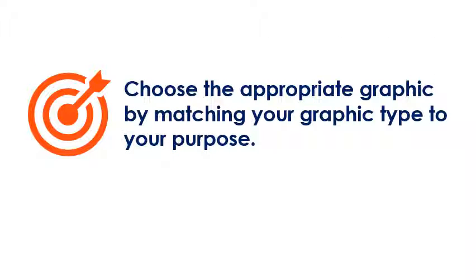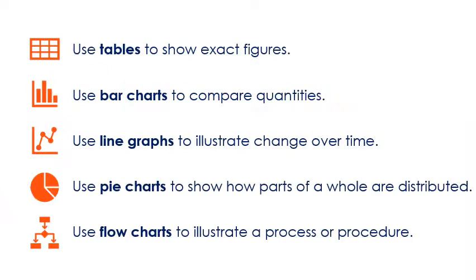The next tip: make sure that you choose the appropriate graphic by matching your graphic type to your purpose. For instance, you should use tables to show exact figures, particularly when you have a large quantity of figures that you want to show. You should use bar charts to compare quantities. You should use line graphs to illustrate change over time. You should use pie charts sparingly, but if you do use them, use them to show how parts of a whole are distributed. And you should use flowcharts to illustrate a process or a procedure.